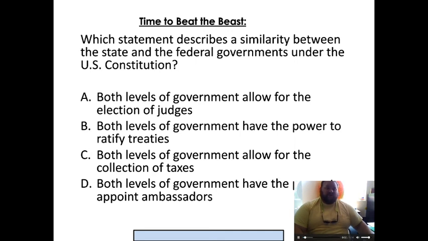Time to beat the beast. Which statement describes a similarity between the state and federal governments under the U.S. Constitution?